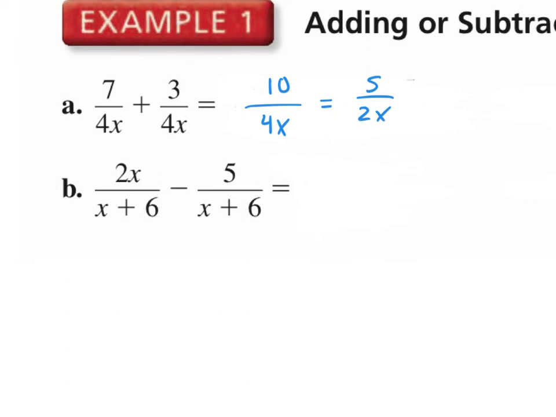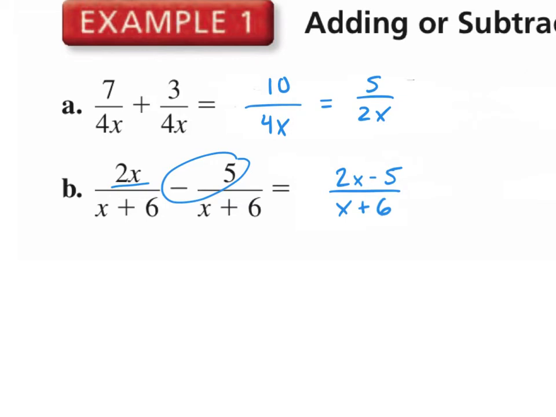So let's look at B. Our denominators are the same, so we keep it the same. And then we just subtract our numerators. Can we combine 2x minus 5? No, they're not like terms, so it would just be 2x minus 5. And that's it.